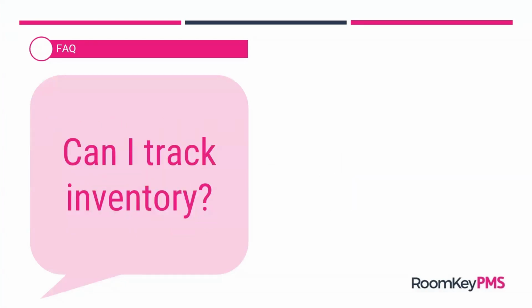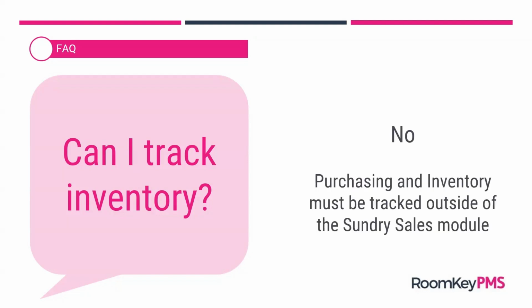Now, another question that we do commonly get is asking about tracking inventory. If you're purchasing items in bulk and then keeping track of inventory, unfortunately, this is not available inside Roomkey or inside the Sundry Sales module. You'll have to do any of your purchasing and inventory tracking outside of Roomkey. Oftentimes, it's done as part of your purchase orders, or some sort of external accounting system might also be used for tracking purchasing and inventory.